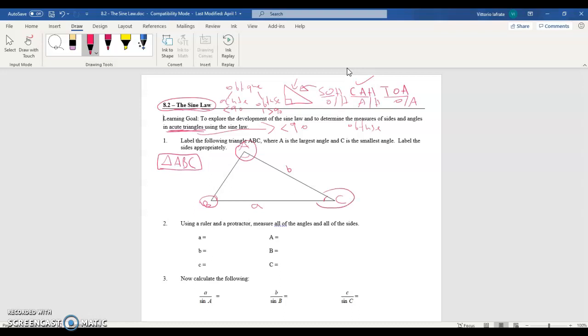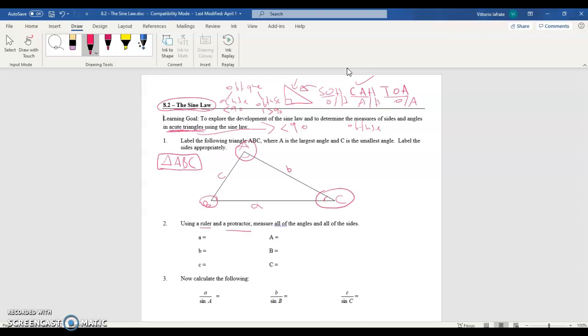This is vertex C, angle C. The side opposite to it would be side C, but lowercase c. So when you print this out, you're going to be asked to measure the sides with a ruler and the angles with a protractor. And I'm going to give you some general answers you should get if you're measuring things properly.